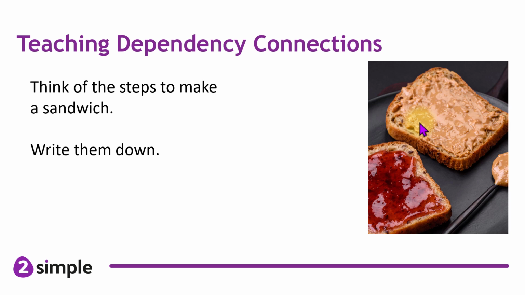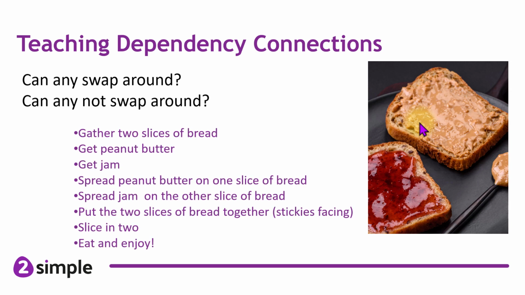How can we teach dependency connections explicitly, though, in computing? Because in computing, they do become a bit more critical, perhaps. So think of the steps to make a sandwich, a peanut butter and jam sandwich I'm thinking of here, without margarine. And you could get the children to write them down. And then they might end up with a list something like this.